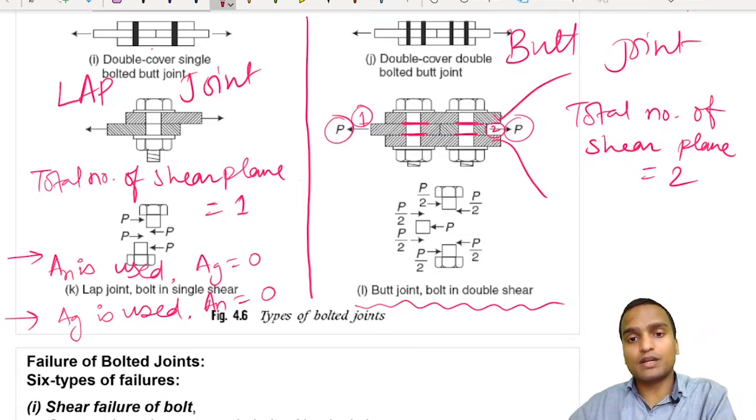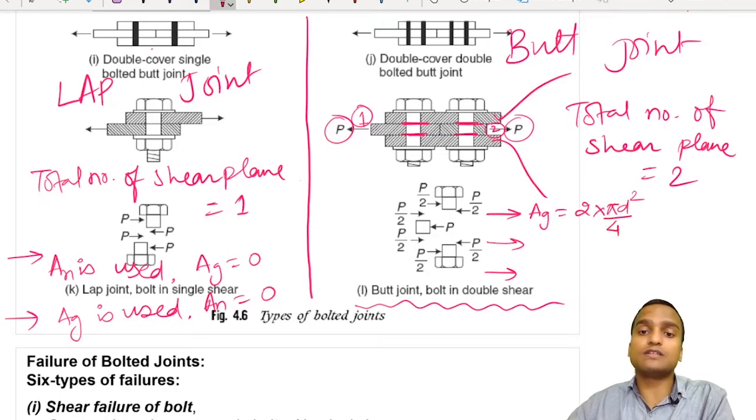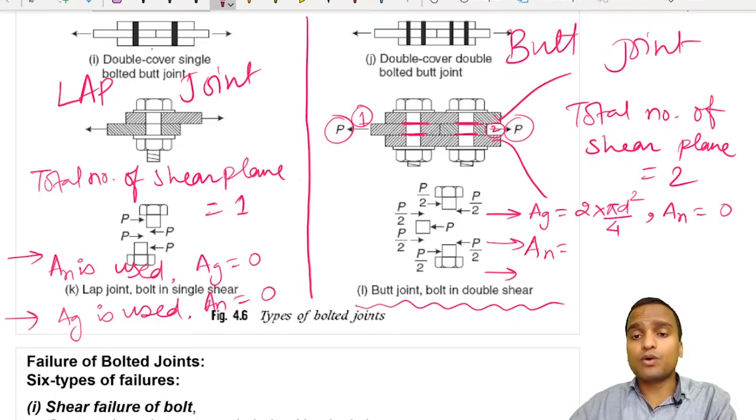But in case of butt joint, there are three possible cases. Okay, when we use gross area equal to twice of pi d square by 4, because there are two shear planes, then we have to put net area equal to 0, because we have already considered two gross areas of shear planes. Or if we have used twice of 0.78 pi d square by 4, the net area, then we have to put gross area equal to 0.